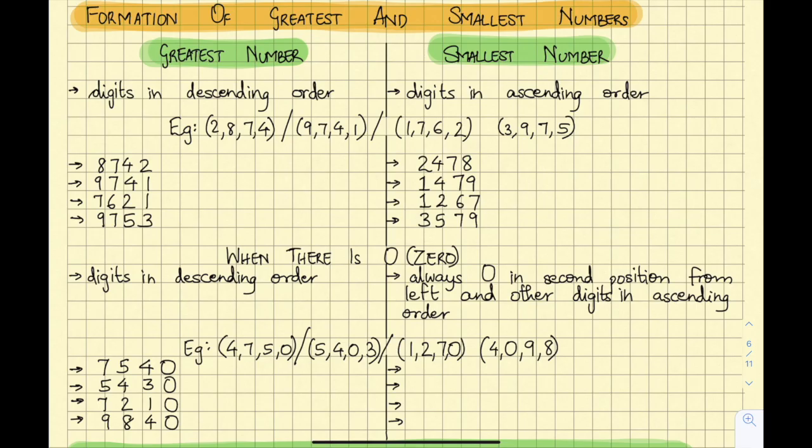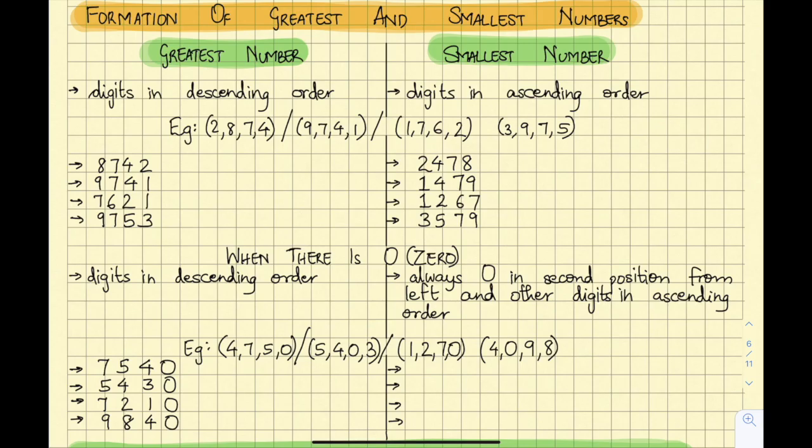Now we move on to see how the smallest number is formed. For the smallest number, what we do is always keep 0 in the second position from the left side of the number and the other digits in ascending order. When 0 is in the second position, in the first position you have the smallest number apart from 0, from 1 to 9, whichever is smallest.